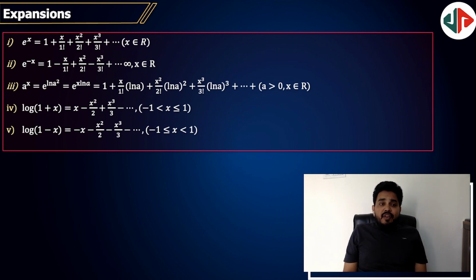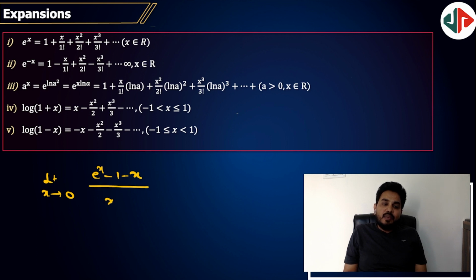Next one is, so when the indeterminate forms come, we use the expansion. What is the advantage of using the expansion? For example, limit extending to 0, e power x minus 1 minus x by x square. Here, you cannot do factorization, but you can apply L'Hospital. What is L'Hospital? I'll explain. Before that, what happened now?